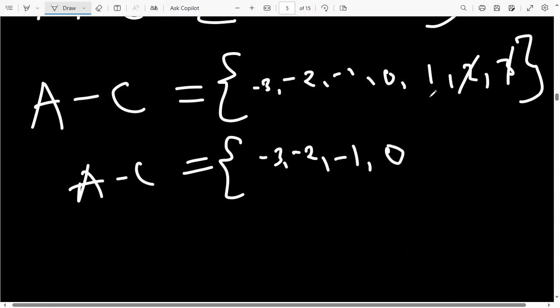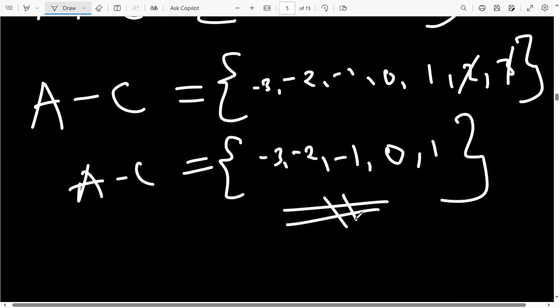So it means my A minus C will just be the set -3, -2, -1, 0, and then 1. Only these elements here are the ones that are going to be in A minus C. So any questions there, guys?